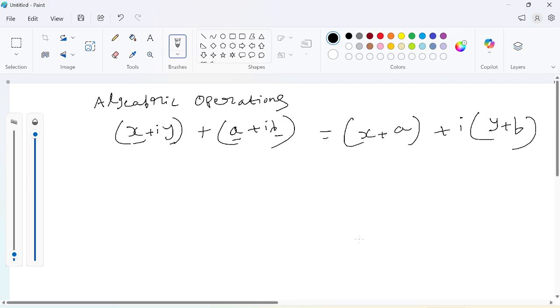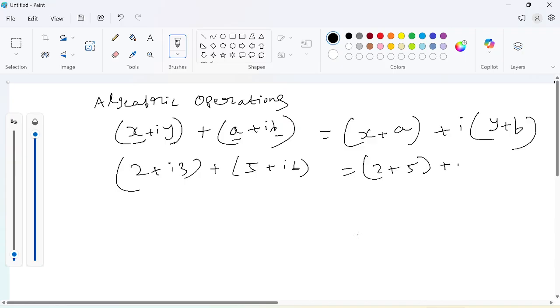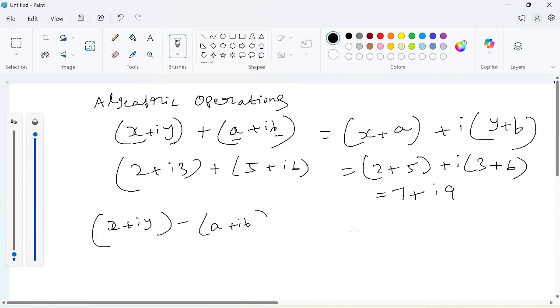Okay. Example: 2 plus i3 plus 5 plus i6. So it will be 2 plus 5, plus i into 3 plus 6. So it will be 7 plus i9. Okay, that's all. Now similarly, subtraction also. So x plus iy minus a plus ib. So what you'll do? I'll do x minus a plus i into y minus b. That's all.